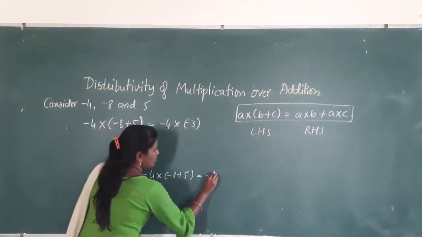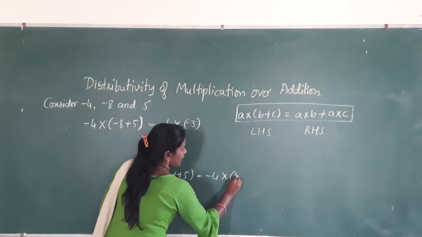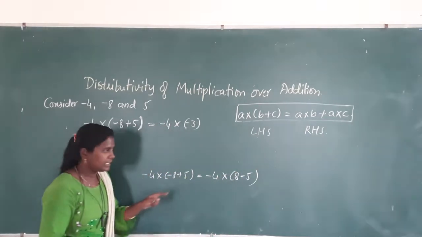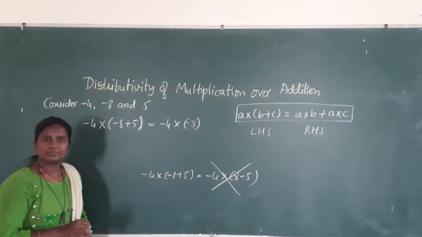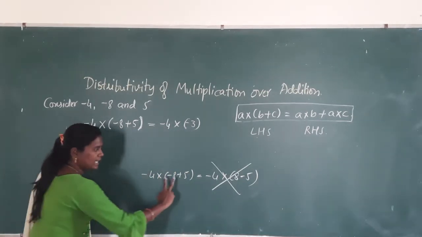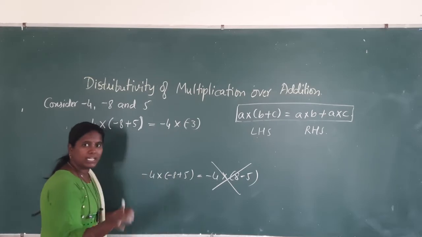That is equal to minus 4 into 8 minus 5. If you write it like this, it is wrong. It is understood that you have to subtract 5 from 8.